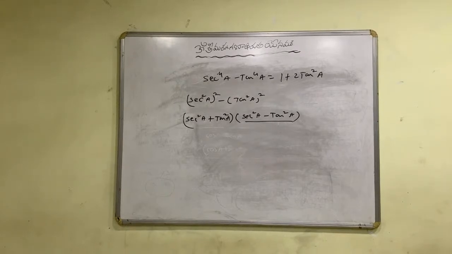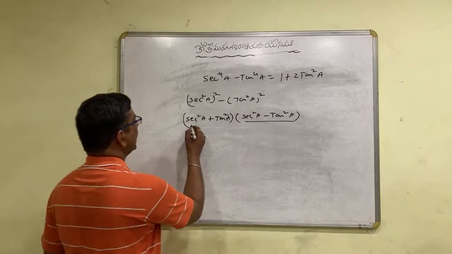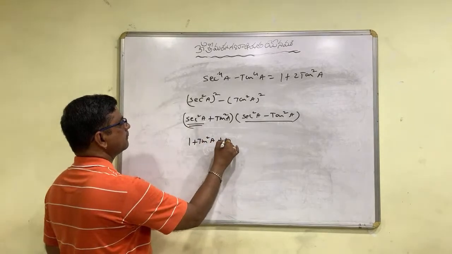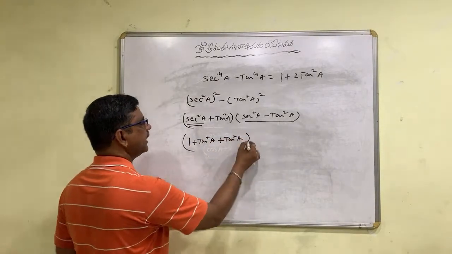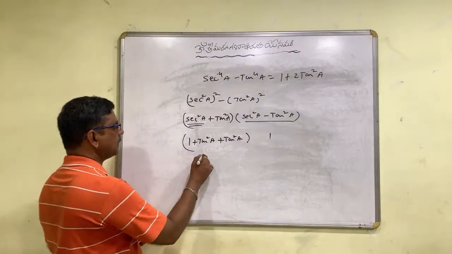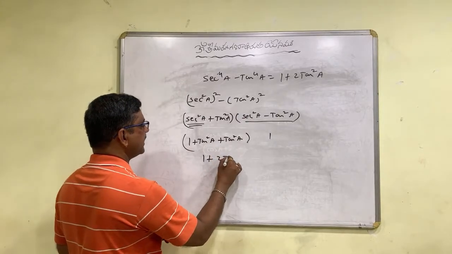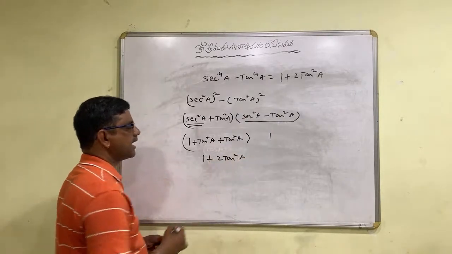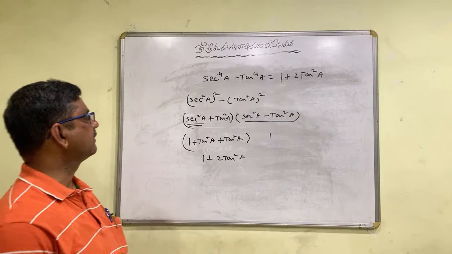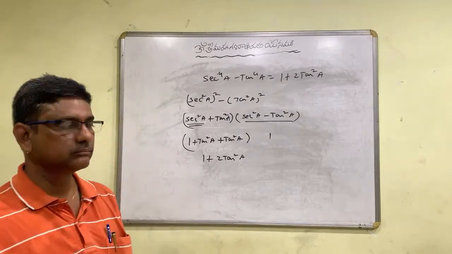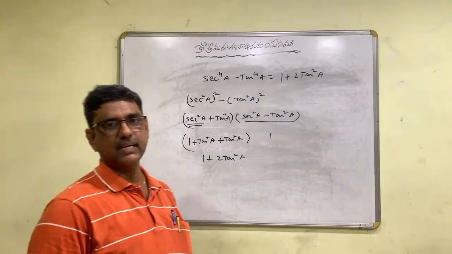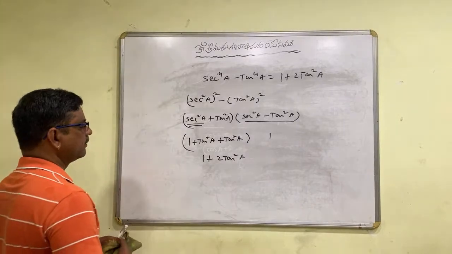Yes, problem is done. See that one. How I am writing the secant square A as 1 plus tan square A, plus tan square A into this is 1. So 1 plus tan square A plus tan square A is 1 plus 2 tan square A. So the problem is done. We need to prove 1 plus 2 tan square A only, na? Done. Understand, children? Very good.